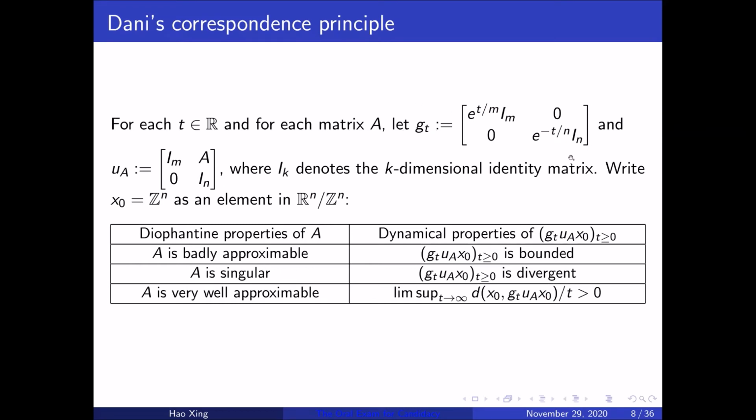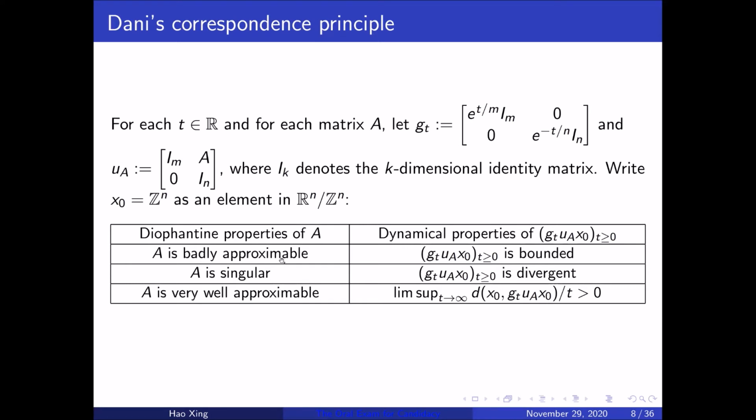The first one is a diagonal matrix with positive and negative powers of exponentials. The second one is the upper triangular matrix with A placed in the upper right of the matrix. So let x naught equal Z^n as an element of the quotient space R^n mod Z^n. The following table gives the correspondence introduced by Dani in 1985.